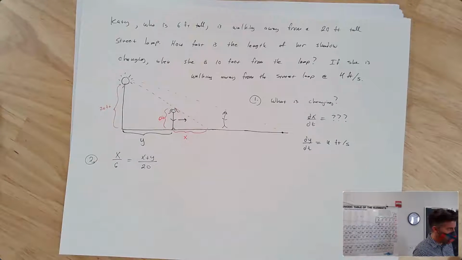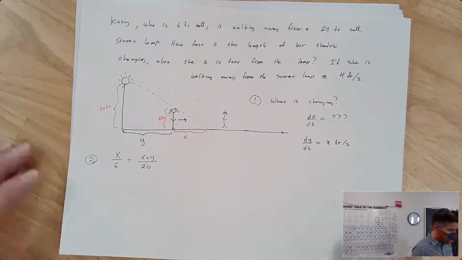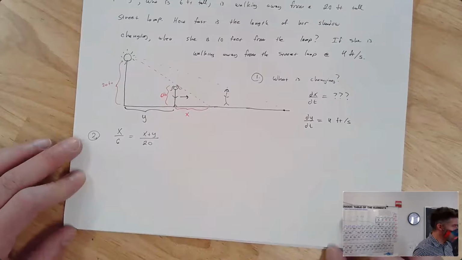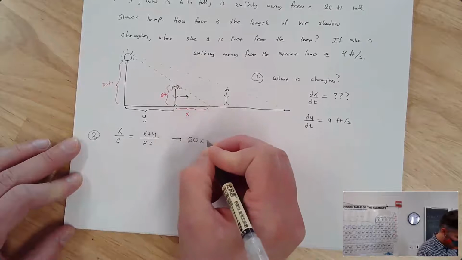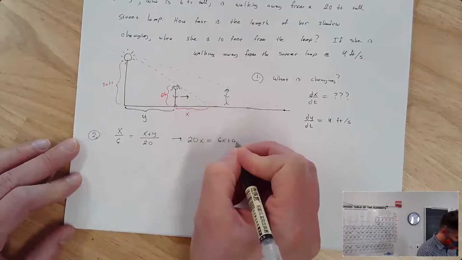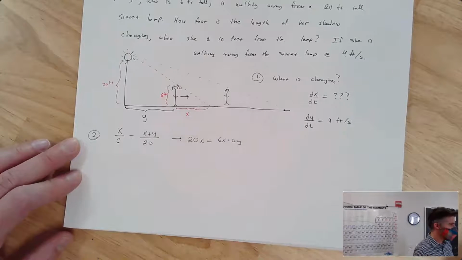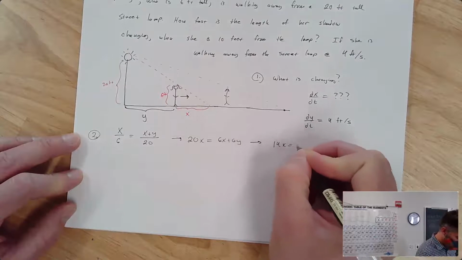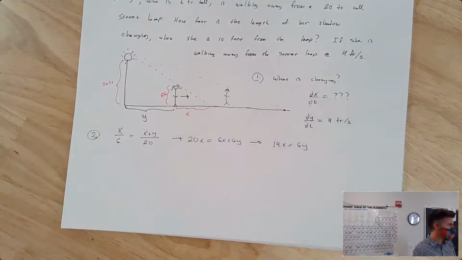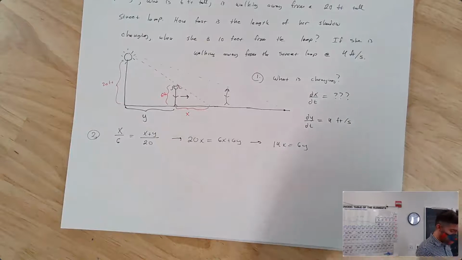Seem all right? Okay. I could differentiate both sides right now, but I could also do a tiny bit of work to make it a little bit nicer. I could cross multiply. 20x equals 6x plus 6y. And I could bring all my x's to the left. 14x equals 6y. It seems a little nicer. It's totally unnecessary, but it does make it easier to deal with.